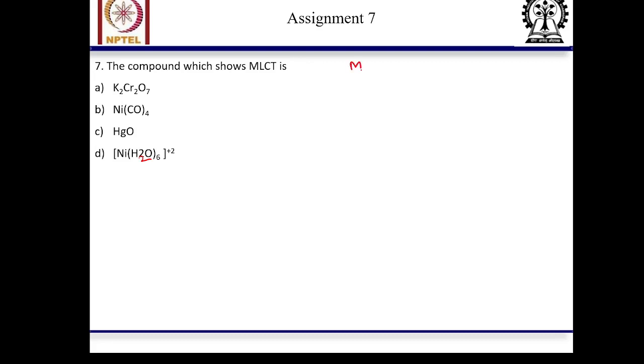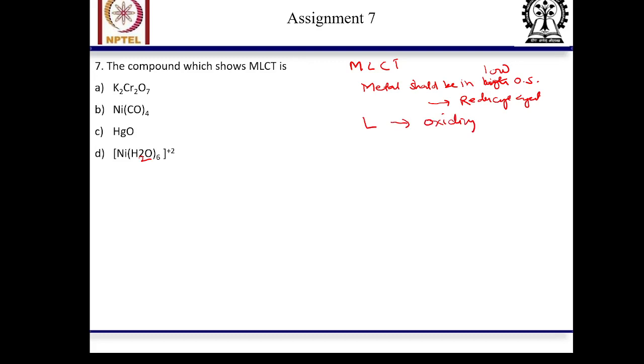So what is the criteria for MLCT? Metal should be in high oxidation state. No, metal should be in low oxidation state, meaning it should have reducing character, a reducing agent. And the ligand should be oxidizing. So metal should be reducing, ligand should be oxidizing.